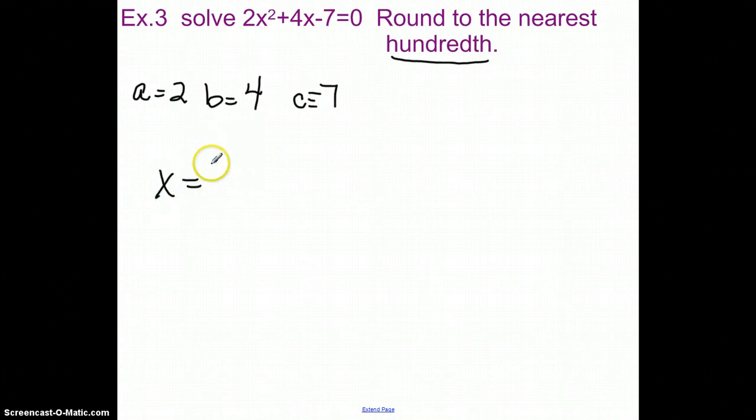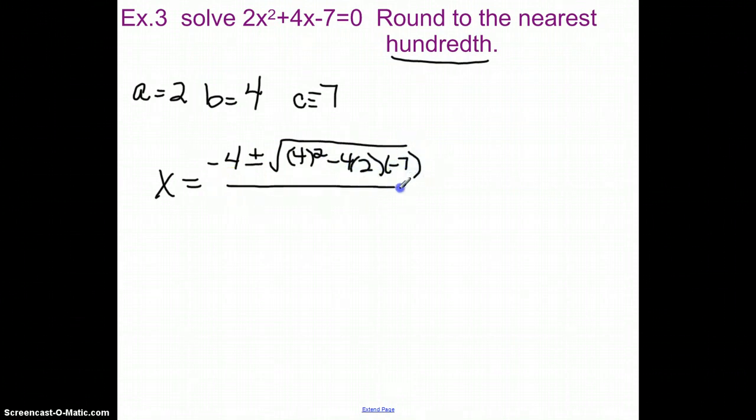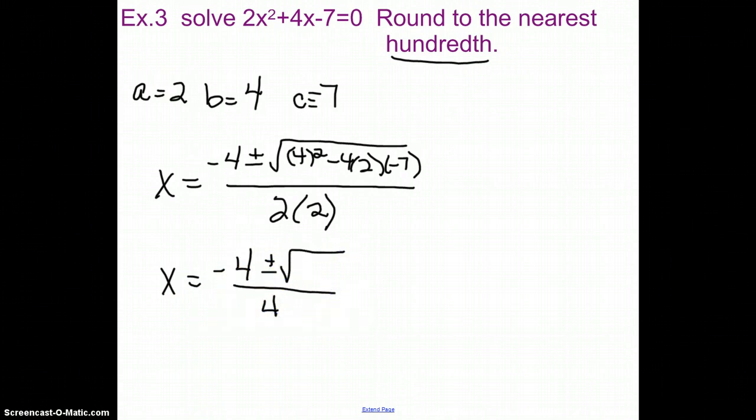So negative B would be negative 4 plus or minus 4 squared minus 4 times 2 times negative 7. And on the bottom, it's going to be another 2 down there because A is 2. So if I go through and start to solve this, the first part's kind of easy. The bottom is 4. But I want to take this part right here and put it in my calculator.